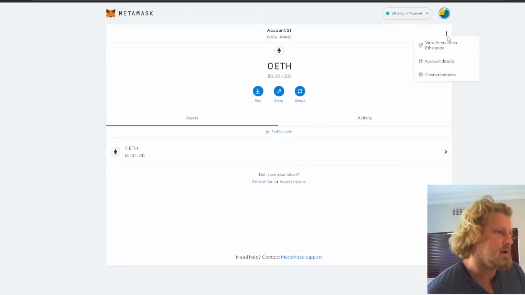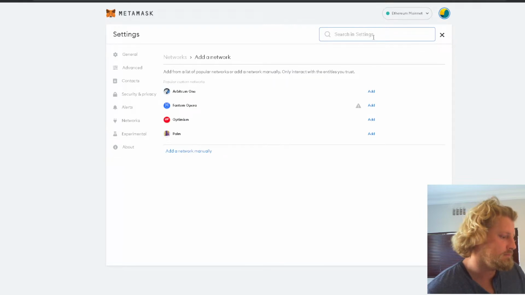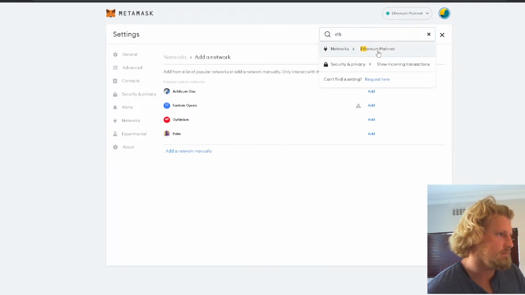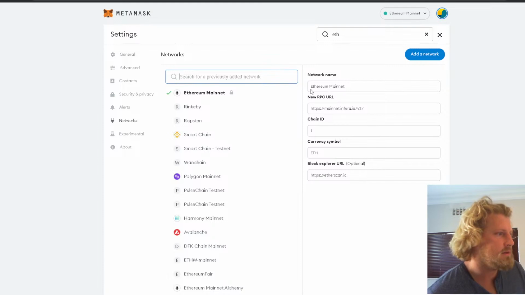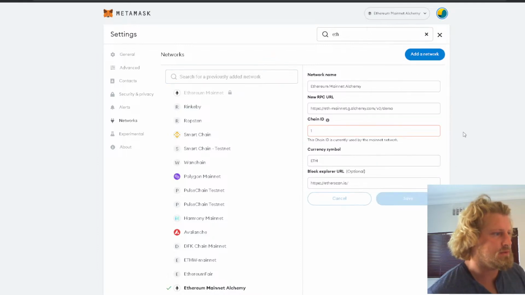Now you have your mainnet up here. Let me just show you guys what the mainnet looks like. So this is what the mainnet looks like. Ethereum mainnet, you got mainnet.infura.io v3, chain ID 1, ETH, Etherscan. So we're swapping from that. We don't want them to track our IP addresses, and there we go. This is what it should look like. Ethereum mainnet Alchemy, and there is the RPC address.